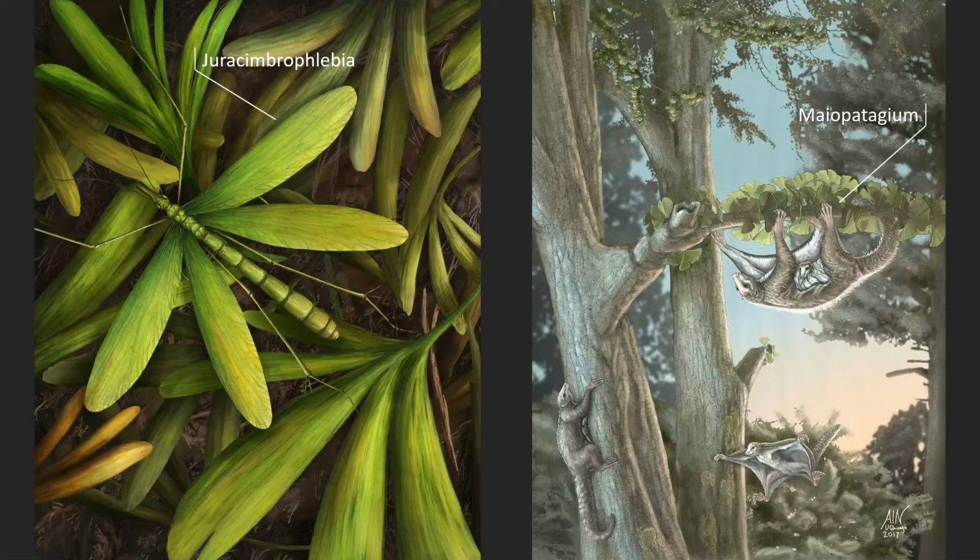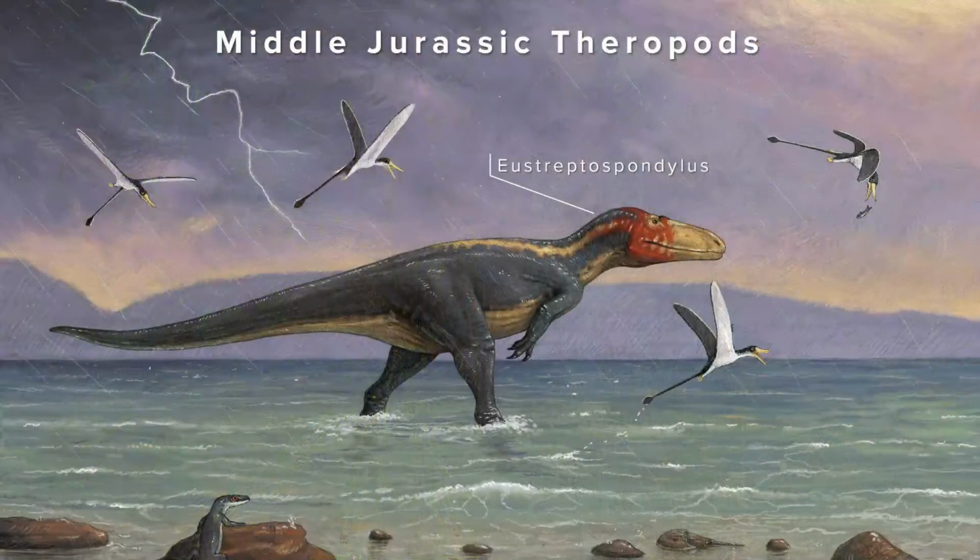Pterosaurs are accompanied by some other animals in the air. Insects are flying, and there are of course gliding mammal ancestors. Still not true mammals though. So Myapatagium is a mammalia form that simply has those very close mammal-like characteristics, but didn't get to the true mammalian line yet. We also have theropods in the middle Jurassic, and those ones are pretty important.